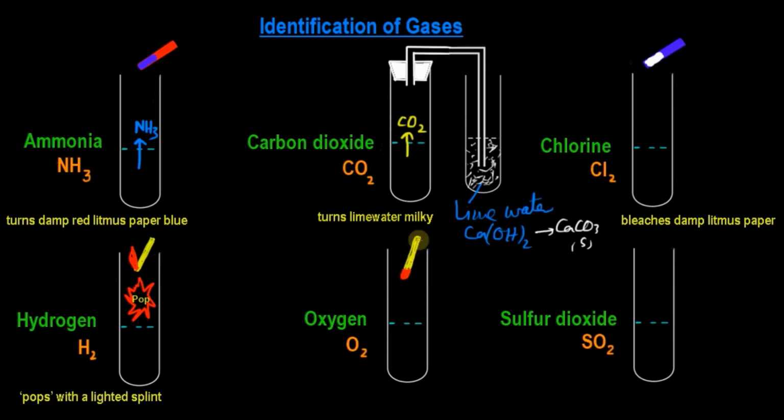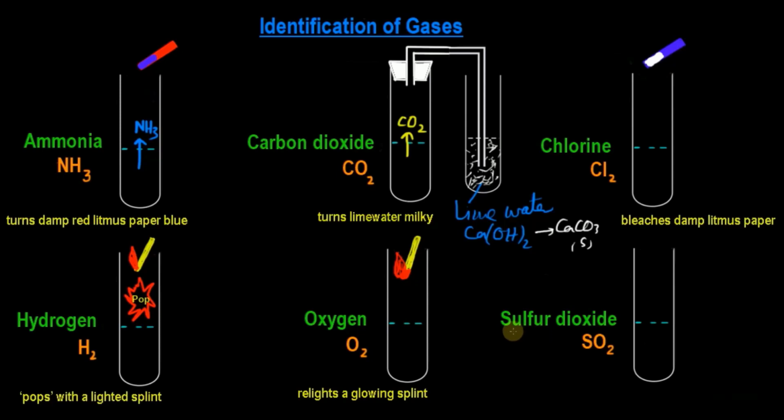When a glowing splint is taken in a test tube containing oxygen, the glowing splint relights, meaning it burns once again. This shows the presence of oxygen, since it is a supporter of combustion. So we can say oxygen relights a glowing splint.